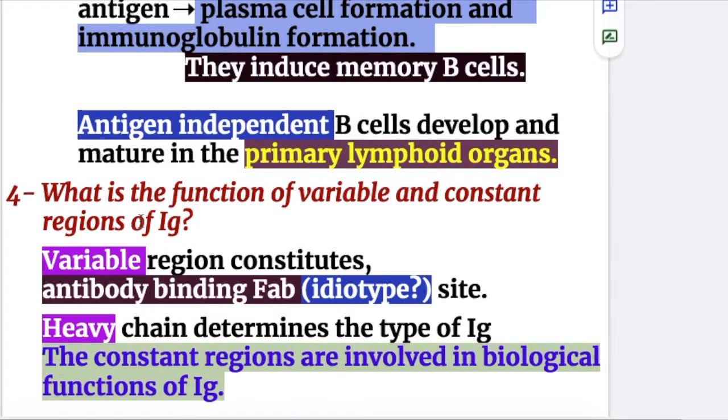Question number 4. What's the function of variable and constant regions? Variable region constitutes antibody binding Fab site, and a heavy chain determines the type of immunoglobulin. Constant regions are involved in biological function of immunoglobulins.